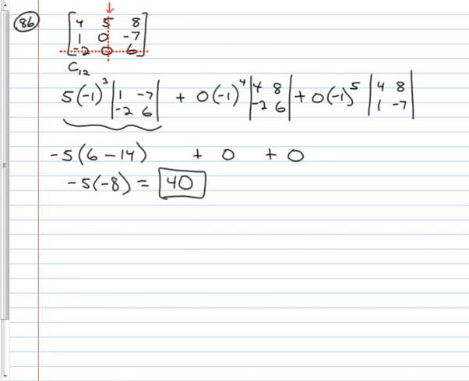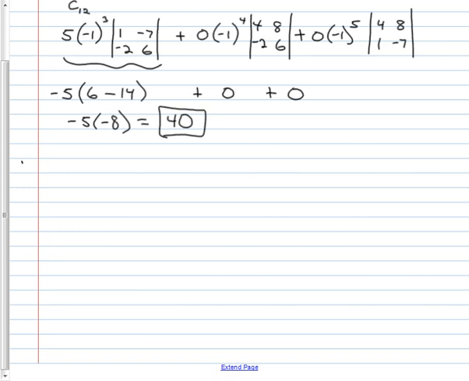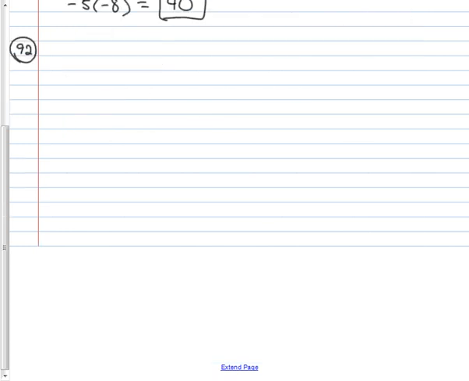92. Boy, we haven't done much by calculators yet, or proper software yet. 92, copy down the matrix. 3010.